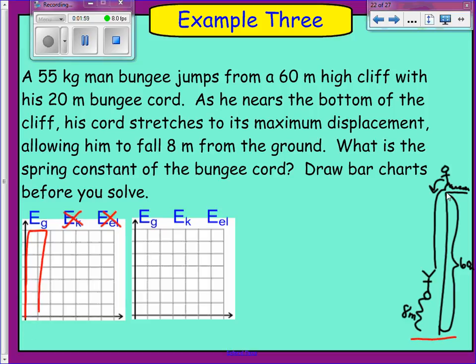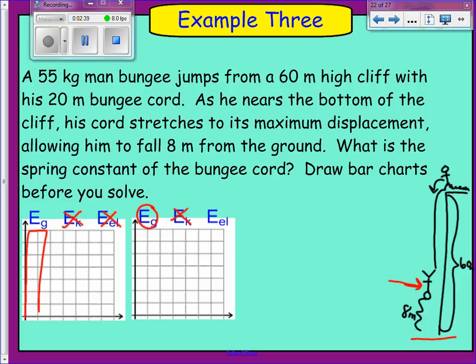Then in bar chart number 2, this is where he is at the point where the bungee cord has reached its maximum stretch or maximum displacement, and he's 8 meters above the ground. Since he hasn't hit the ground yet, which thankfully, because that would be an awful bungee jump trip, he's still above the ground, and so we still have a little bit of EG. Now think about it. When you reach your maximum stretch on a bungee cord, that's where your kinetic energy is zero, because you're not moving at that point. So there's no kinetic energy when he's stretched the bungee cord its maximum displacement.